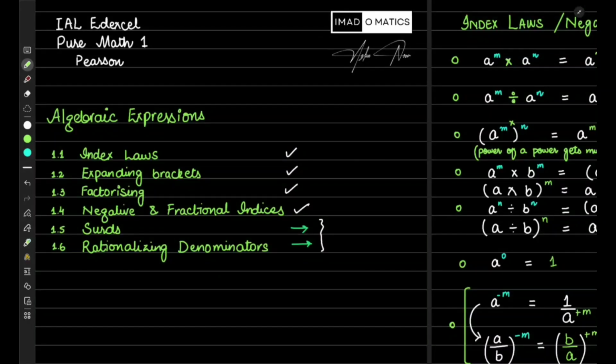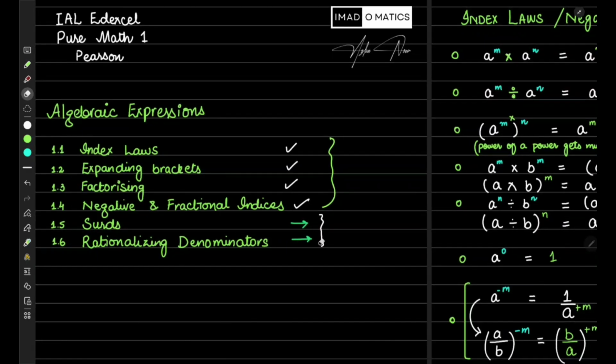Everyone, welcome back to mathematics, and we are doing International A Levels Edexcel Pure Maths 1 syllabus, and we are doing chapter number 1, Algebraic Expressions, in which we have covered these three topics. And now today we will be doing Surds and rationalizing the denominator. So let's begin.